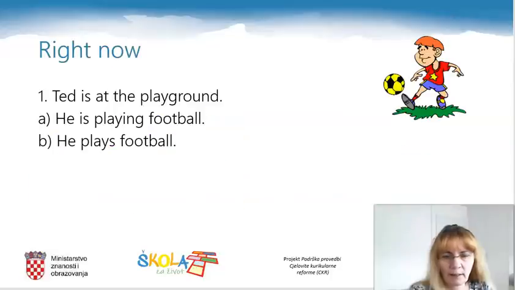So, there are 7 sentences. I will read them and you please read sentences A and B. You may read them silently and then say the correct sentence. But remember, it's happening right now. So the first one, Ted is at the playground.